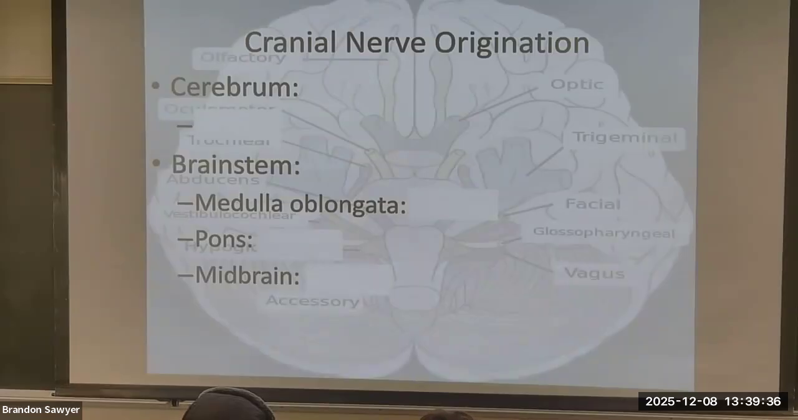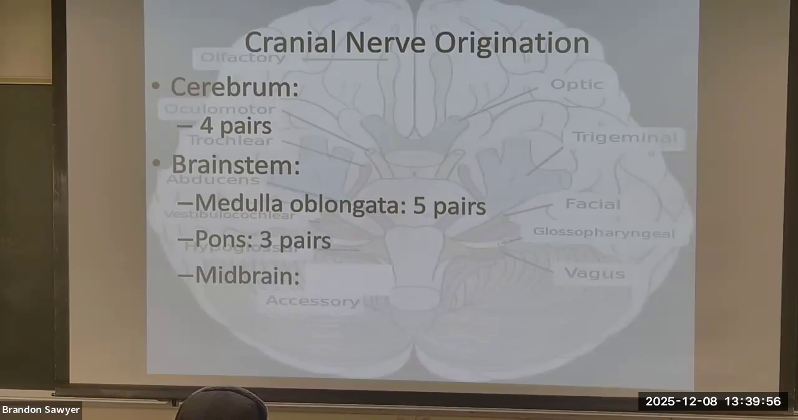So let's talk about where each of them come from. So the cerebrum, the big top part of our brain, the first four pairs come from there. Okay. Then there are none in the brainstem, or sorry, none in the midbrain, but underneath there we've got the medulla oblongata. So most of them come from the medulla oblongata. That's the biggest part, right? And then we've got the pons, three pairs coming from there, and then the midbrain, nothing there. But it's really just these two regions, and then the cerebrum. So okay, that's where they come from.